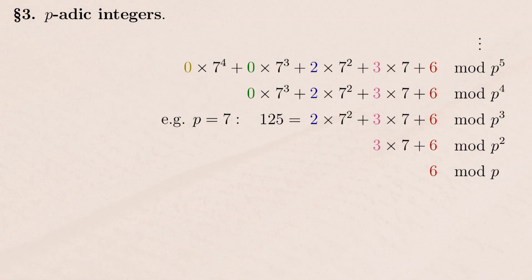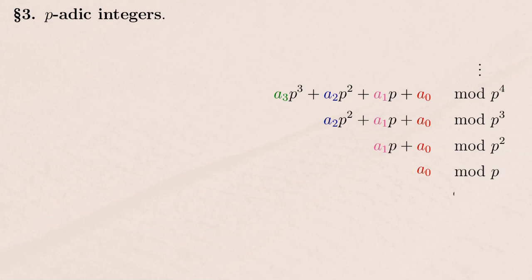Now let's go back to the general case of base P. We can write any positive integer like this. Just like in base 10 we write numbers using units, tens, hundreds, thousands, and so on. Given any positive integer, we can first reduce it mod P to find out its units digit. Then we can reduce it mod P squared to find out its P's digit. Then mod P cubed to find out its P squareds digit, and so on. And of course, all of these digits are going to be between 0 and P minus 1.